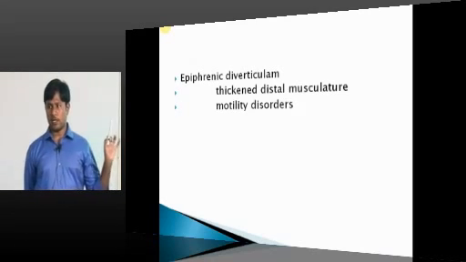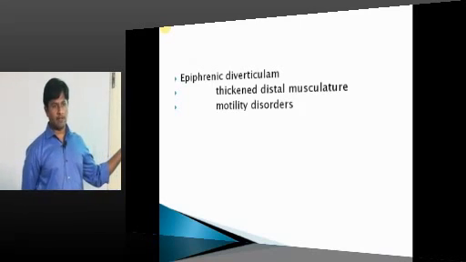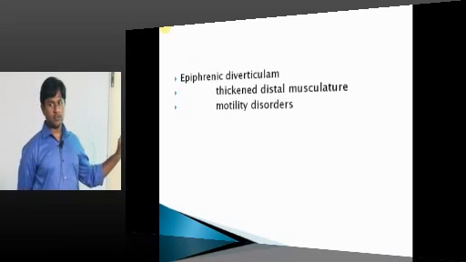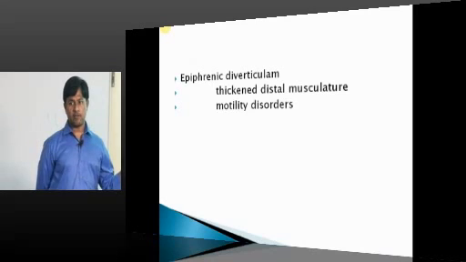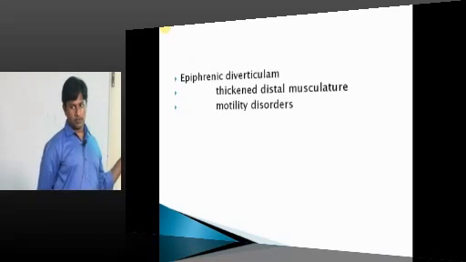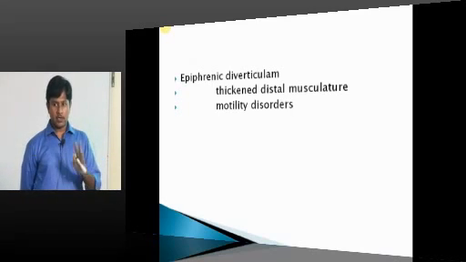Again the symptoms and the treatment, everything is the same. Symptoms, again you will not be having many symptoms. If at all, sometimes there will be some dysphagia, asymptomatic majority of times. Treatment again, less than 2 centimeters, wait and watch. More than 2 centimeters, transhiatal diverticulectomy.